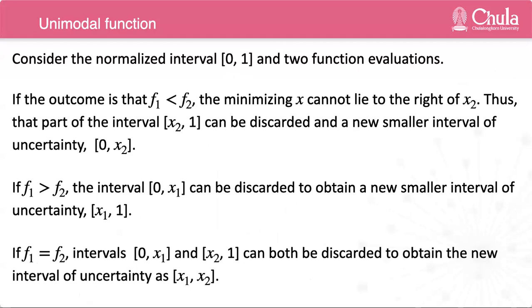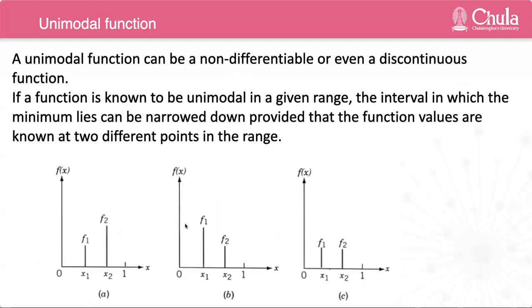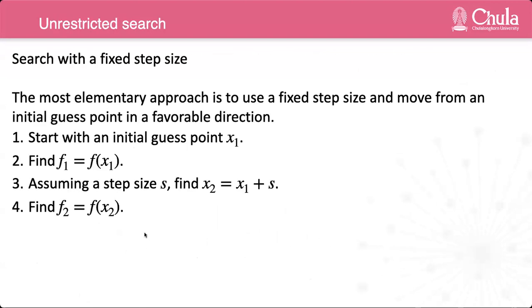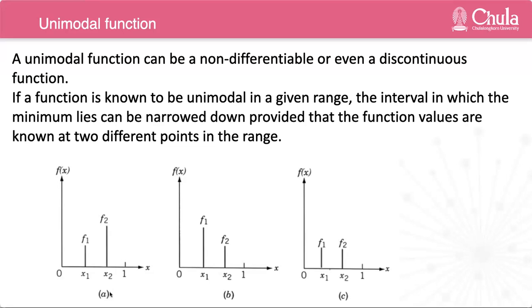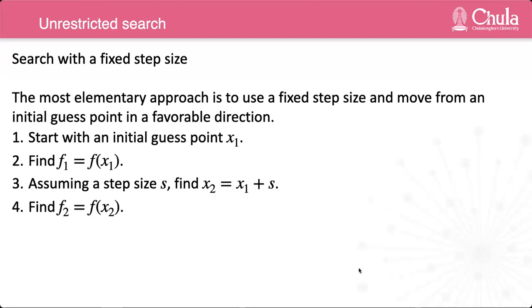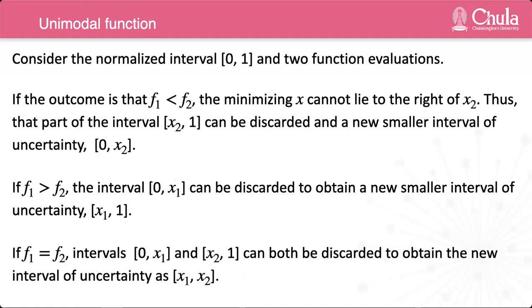Okay, so I already explained that. From 0 to 1, right? You test F1 and F2. If it looks like A, you can eliminate x2 to 1. Again, if the test looks like this, you can eliminate the left-hand side. And if the results show like this, you can eliminate 2 parts. Okay, so that is the basic idea.